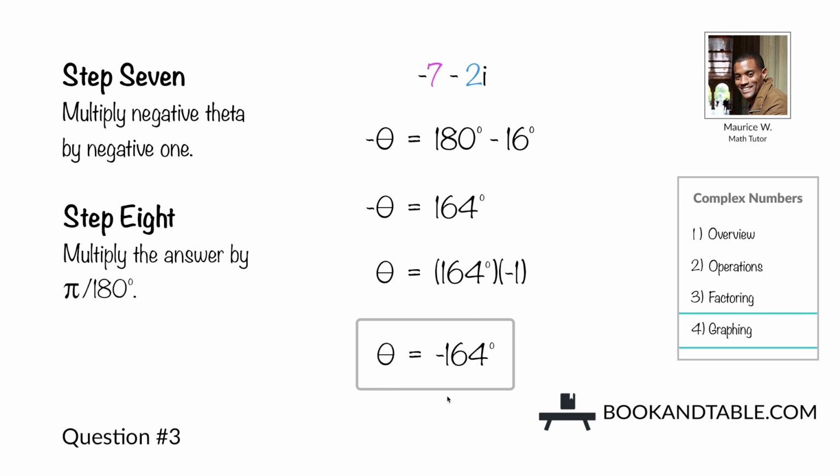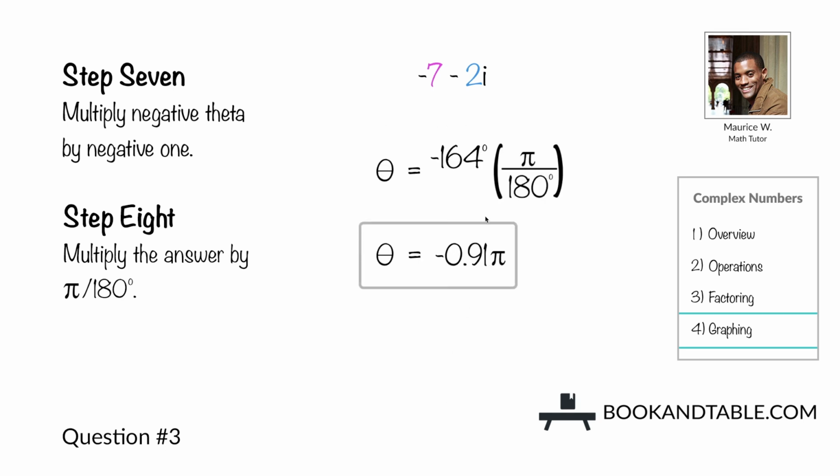And if we would like this answer in radian form, we want to multiply it by pi over 180 degrees. Negative 164 divided by 180 degrees shows that theta, or the argument, is also equal to negative 0.91 radian. So the answer is negative 164 degrees, or negative 0.91 radian.